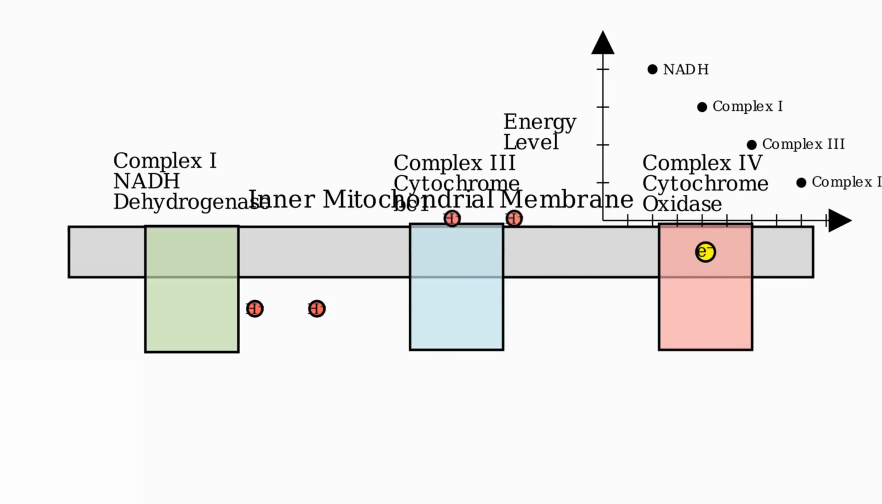Finally, at complex 4, cytochrome oxidase, the electrons reach their lowest energy state and are transferred to oxygen. This process creates an electrochemical gradient across the membrane as protons accumulate on one side. The energy stored in this gradient will later be used to produce ATP through ATP synthase.